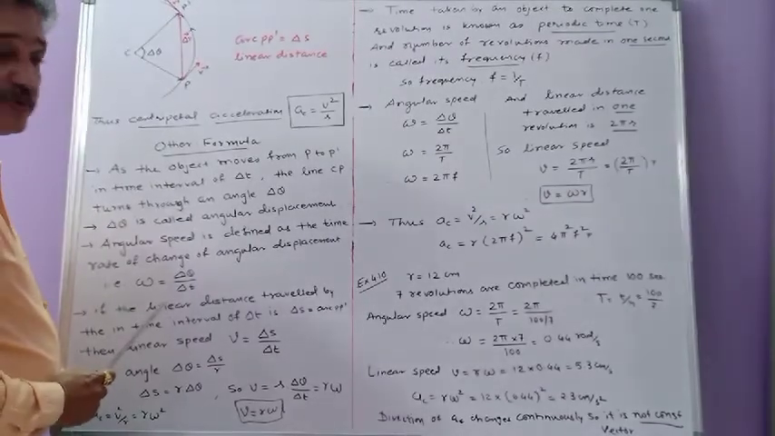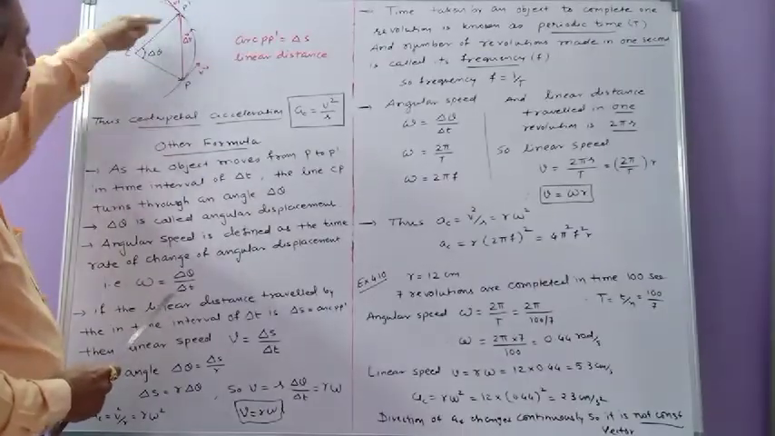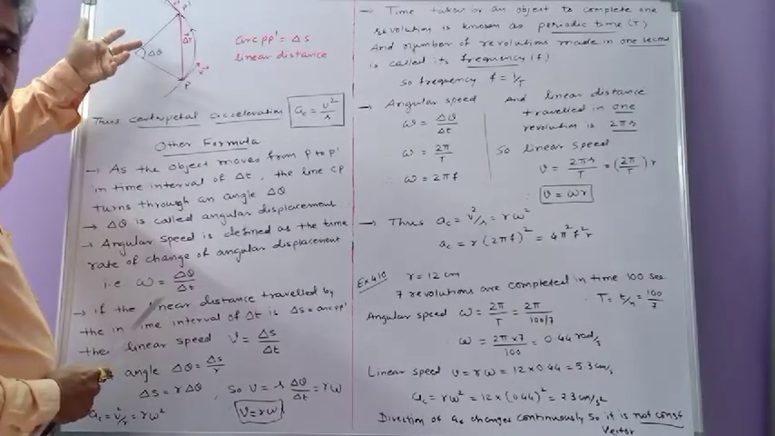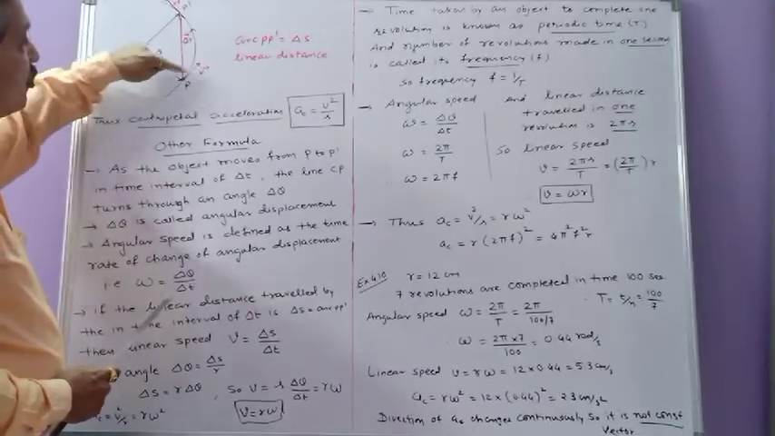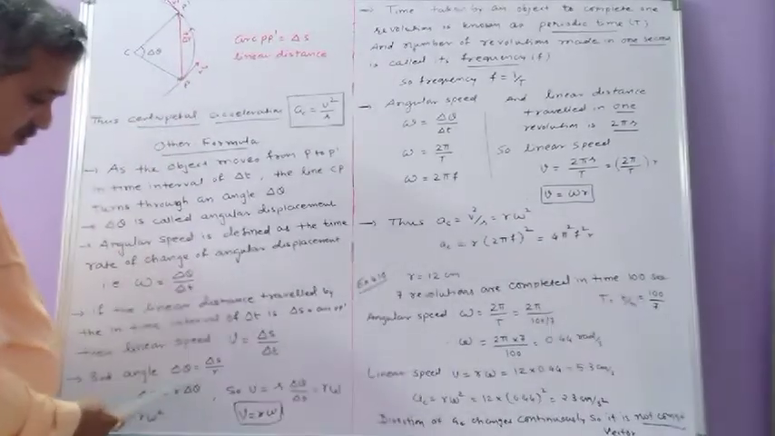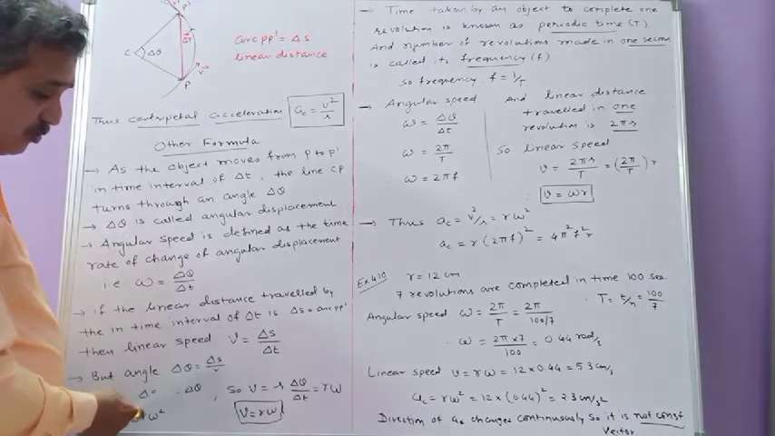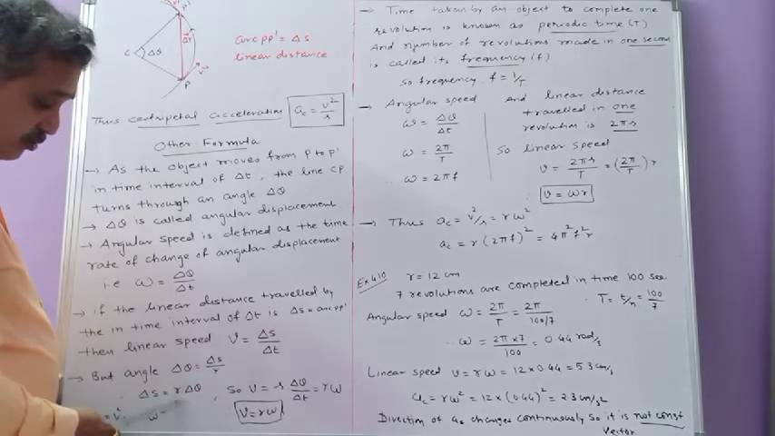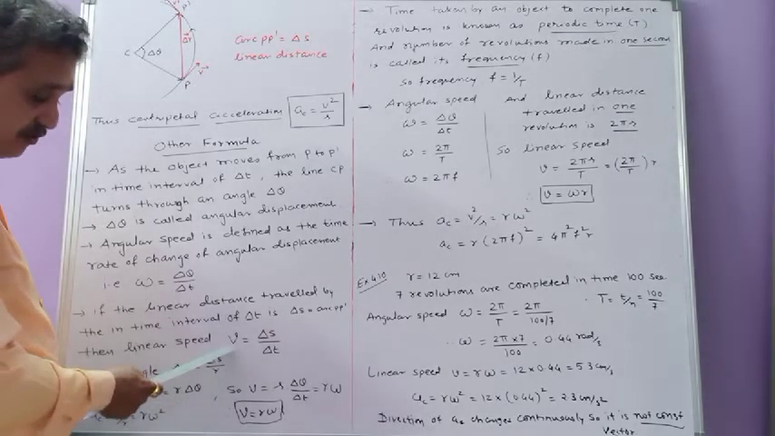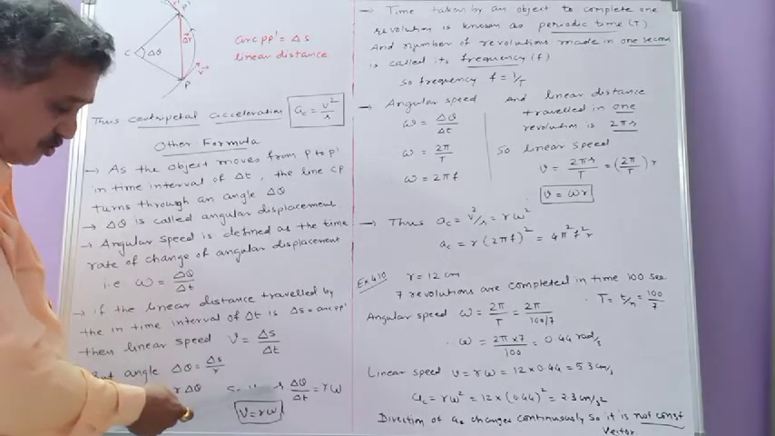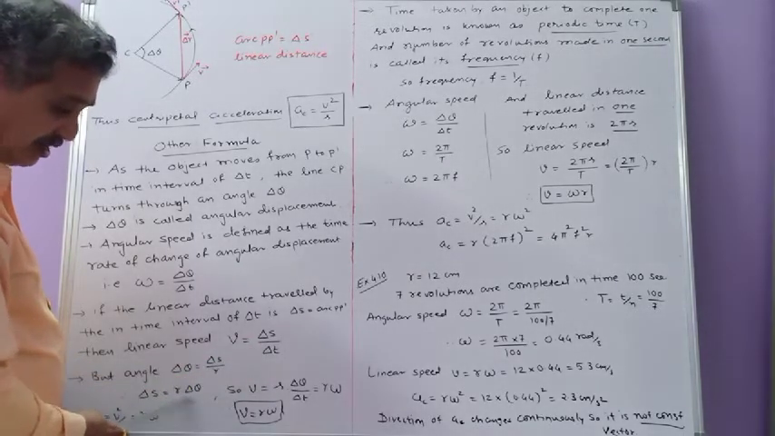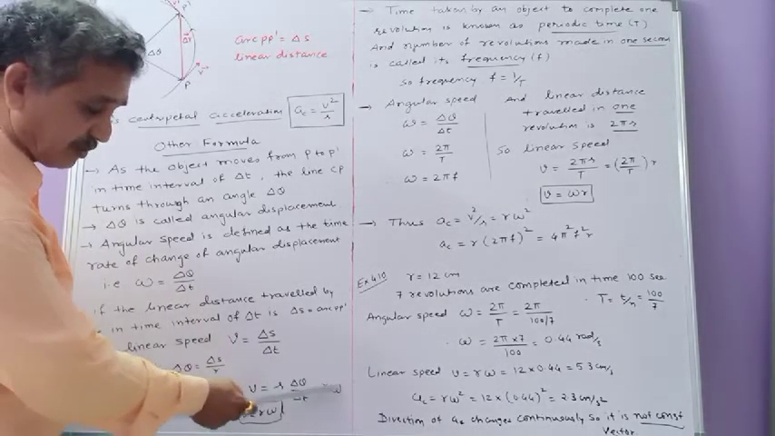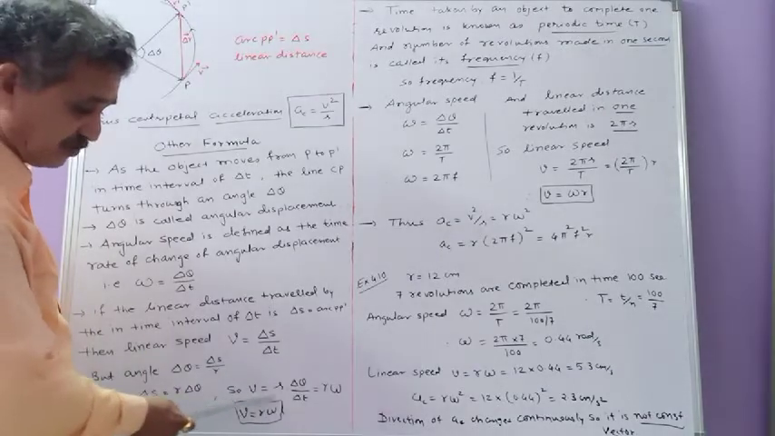Now from the definition of angle, you can see that this arc PP dash subtends an angle delta theta. This is the radius r. According to the definition of angle, delta theta equals arc PP dash upon radius, so delta theta equals delta s upon r, which means delta s equals r into delta theta. You substitute this in the equation of speed v. So speed v equals, in place of delta s, r into delta theta upon delta t. But we know delta theta upon delta t is given by omega. That's why speed v is equal to r omega.